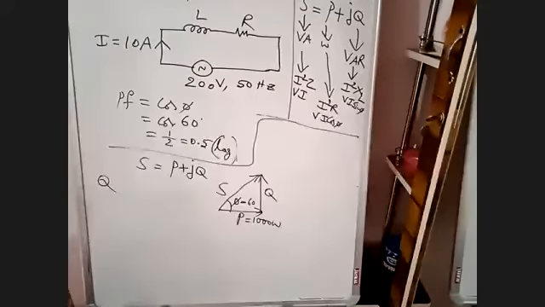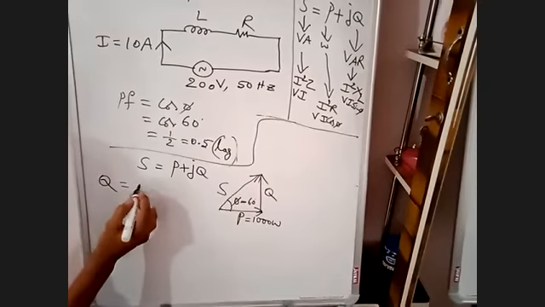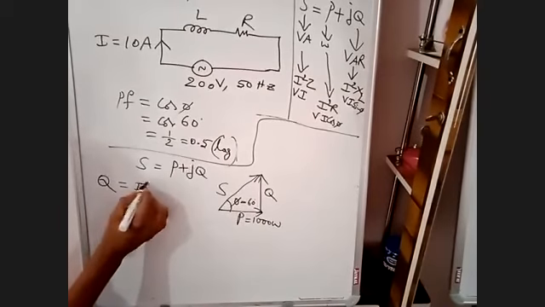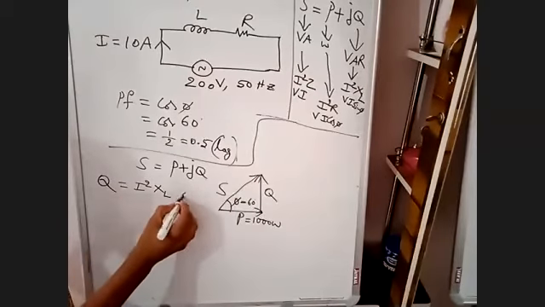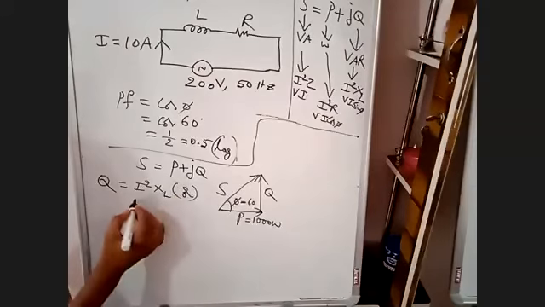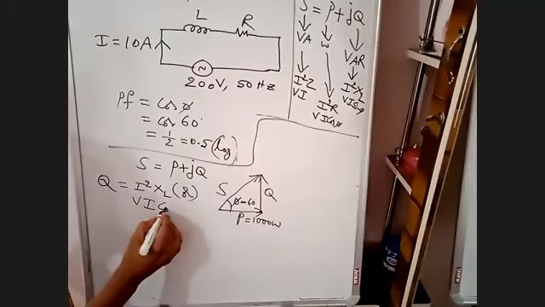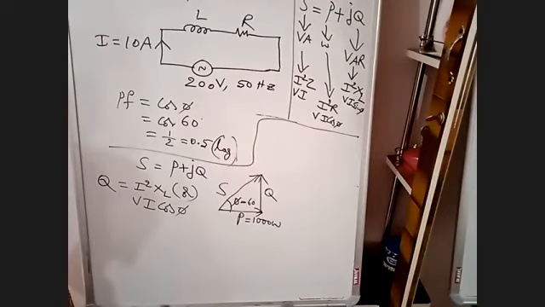Q is the reactive power. Formula for Q is I square XL, or VI sin phi.